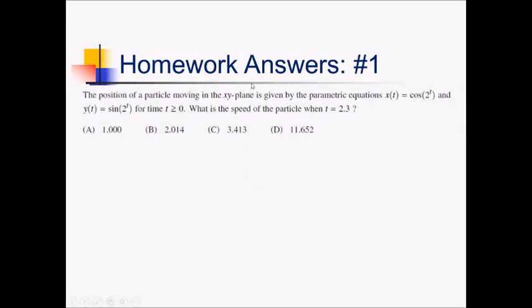On this problem, the position of a particle is given by these parametric equations, x and y of t. We want the speed of the particle at time 2.3. So to get the speed, we're just going to do the square root of x and y prime of 2.3, both of those squared and added together. So basically this setup: x prime of 2.3 squared plus y prime of 2.3 squared. Just Pythagorizing that. Let's go ahead and do that on the calculator.